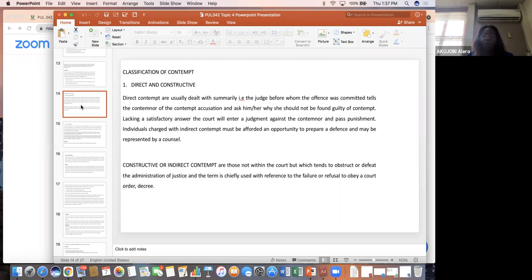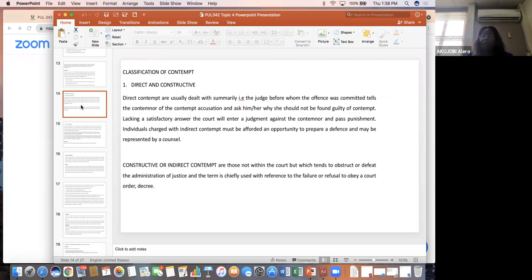The judge before whom the offense was committed tells the person of the contempt accusation and asks why he should not be found guilty of contempt. Where the person lacks a satisfactory answer, the court will enter judgment against the contemnor and pass punishment. The trial starts and ends there. So such direct contempt can be dealt with summarily. But when it comes to indirect contempt, individuals charged must be afforded an opportunity to prepare a defense and may be represented by counsel.